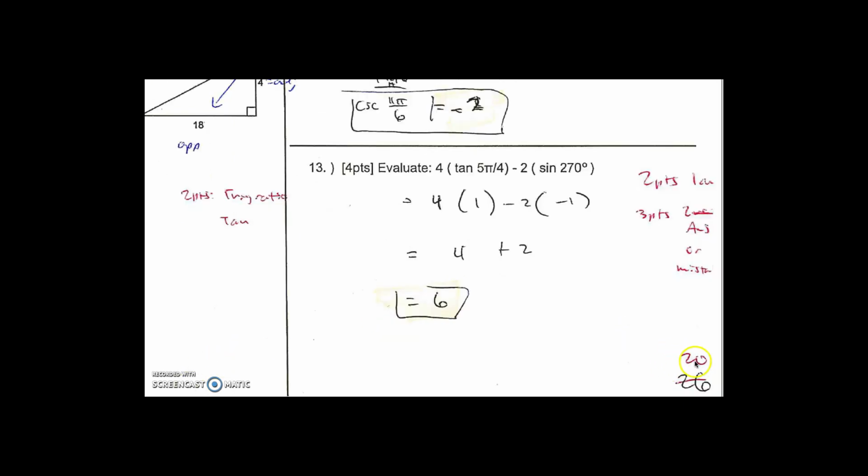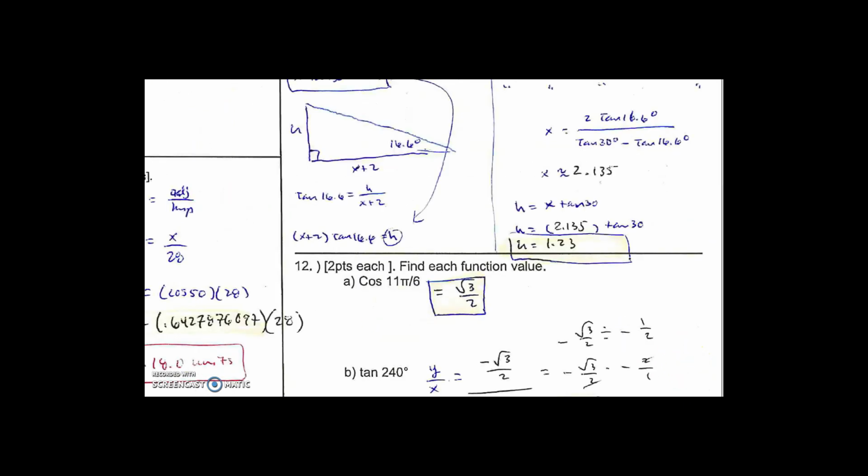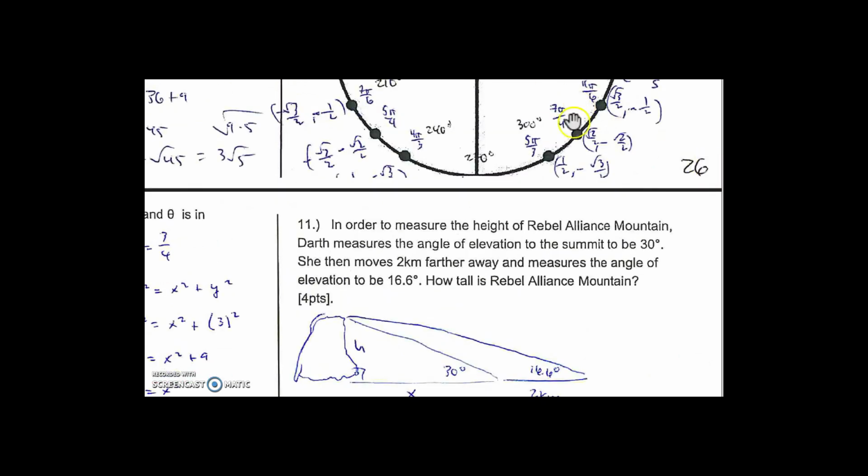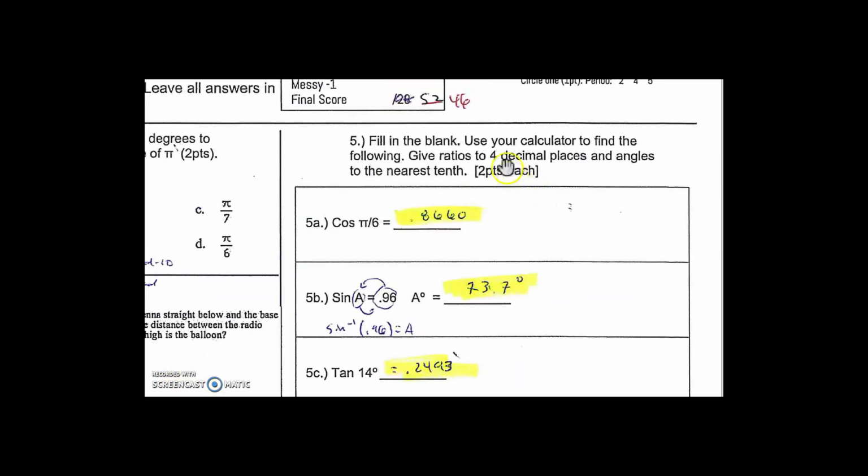So with that side, out of 20 points, and then front side out of 26, then you should have gotten a total of 46. Hope this was helpful to study for your tests. Good luck.